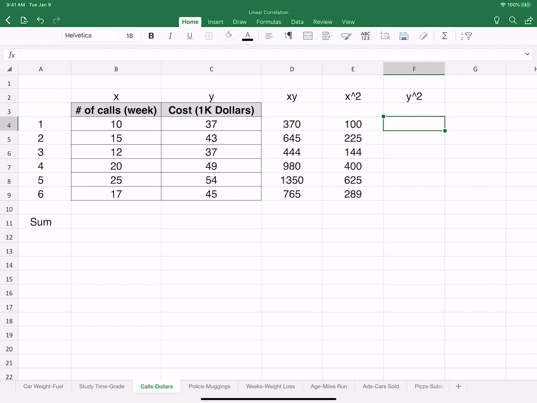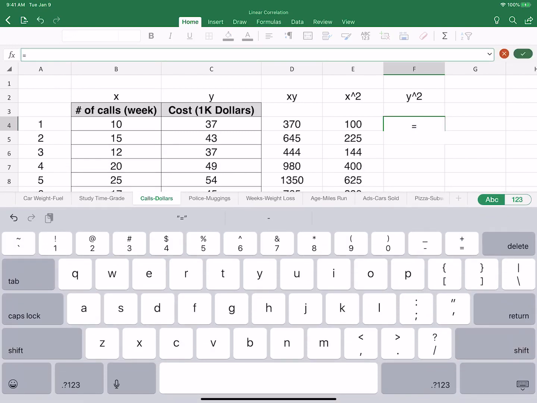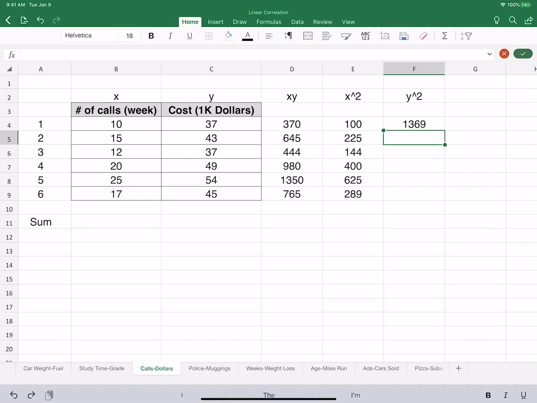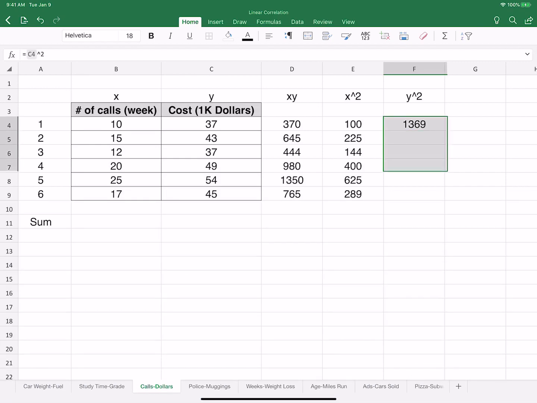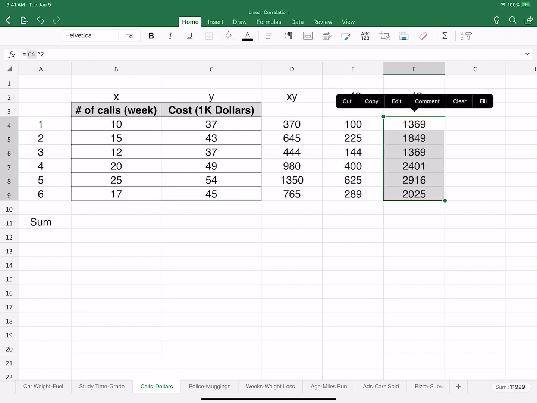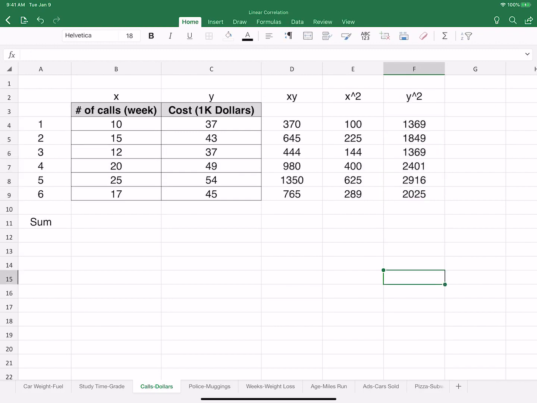Now I'm going to do the same here, but I'm going to take the y values now, 37. Square those. Here's what you get. Oops, we need to do autofill. And these are the values we need. Okay, so we're going to go through this process. We got all those values. And again, you don't have to necessarily write this down, but if you want to, that's fine.